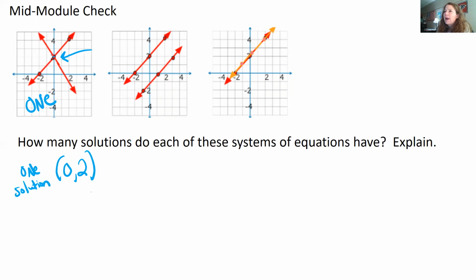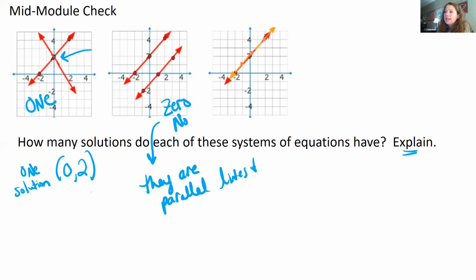Okay? The second one, how many solutions? Well, the answer is 0 solutions or no solutions. Why? It says to explain. The explanation is they are parallel lines, and will never intersect. If they never intersect, that means they don't have a solution, right?